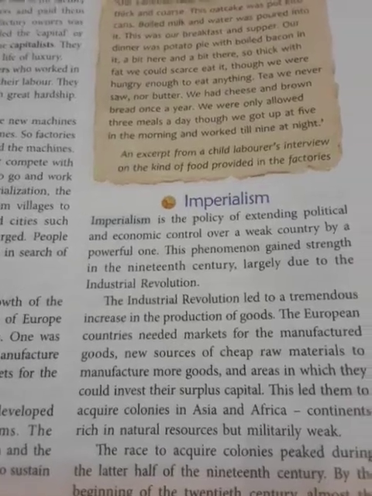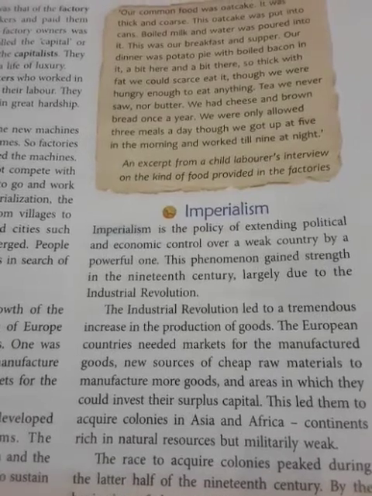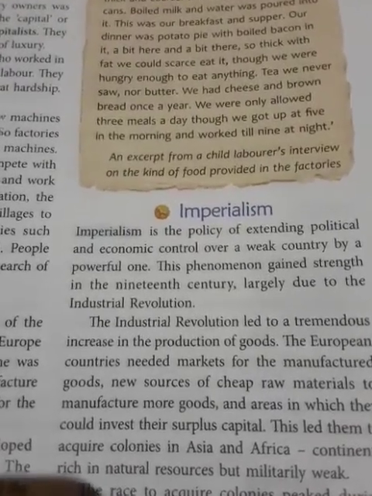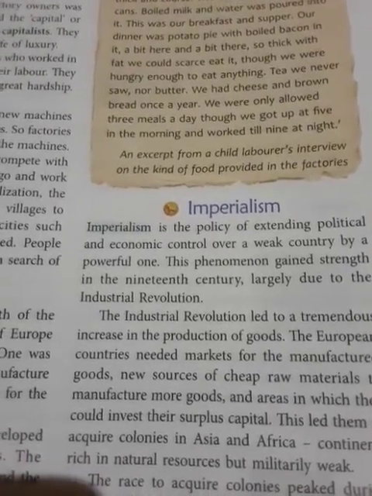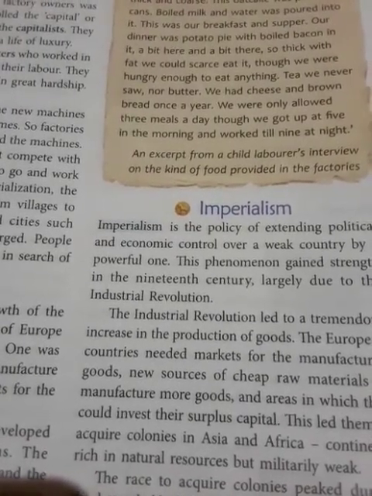Children, today I am going to discuss imperialism. Imperialism is the policy of extending political and economic control over a weak country by a powerful one. This phenomenon gained strength in the 19th century, largely due to the Industrial Revolution.